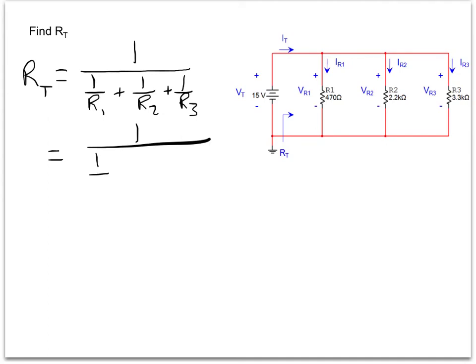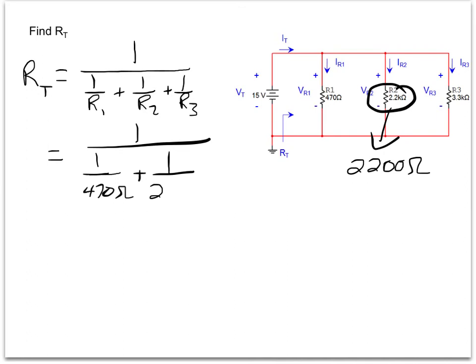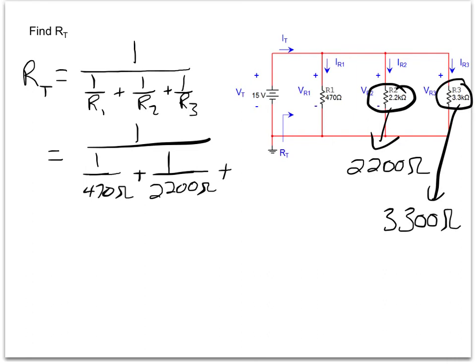So, R sub 1 is 470 ohms. R sub 2 is 2.2 kilo ohms, which will change to 2,200 ohms. These units have to be consistent when you write them into these formulas. And then finally we have 3.3 kilo ohms, which is 3,300 ohms.